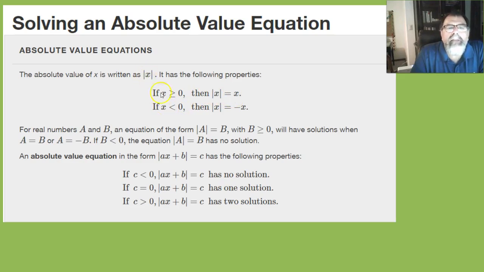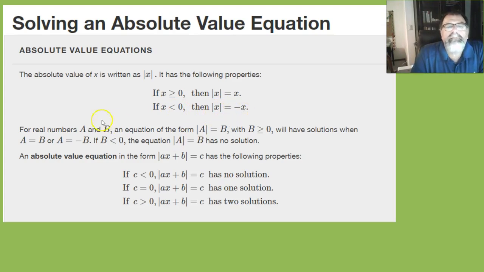If x is less than 0, if it's negative, then the absolute value of x is the opposite of x. So it's important to read it as the opposite of x. If x is negative, the opposite of x will be a positive number. So absolute value will always produce a positive number, except if it's 0, then it'll be 0.